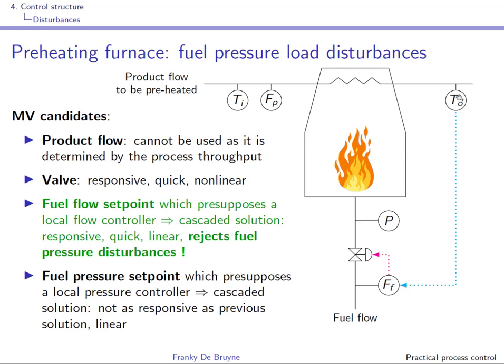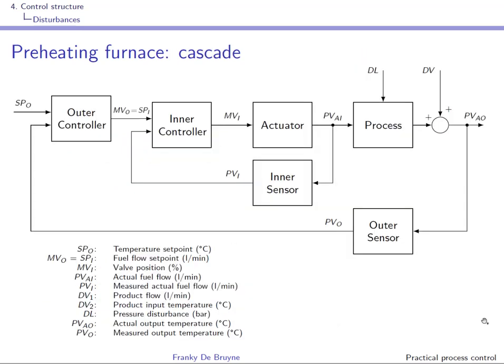Imagine now that you have this single loop controller controlling the output temperature directly on the control valve. When there is a fuel pressure load disturbance, the first time that you will see its effect is on the output temperature itself, and therefore you will react much too late. So in this case we'll have a cascaded temperature control solution. We'll have an inner loop and an outer loop. This is sometimes called the slave loop and the master loop.